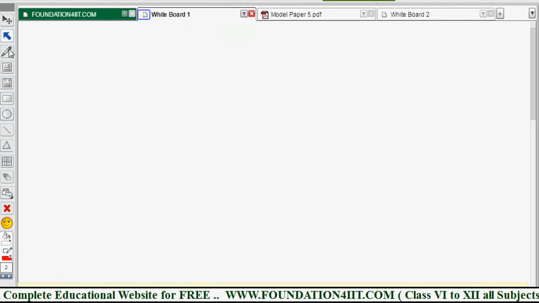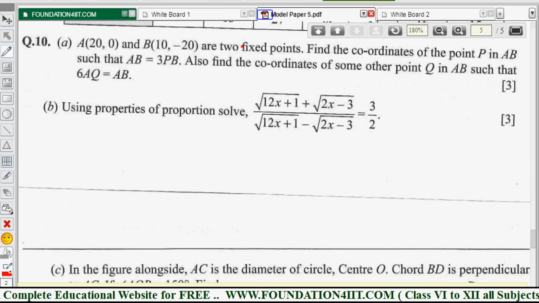Let me take the diagram to understand clearly. So AB are the fixed points, two ends, A and B. Here A is 20, 0. Okay, A is 20, 0 and the coordinates of point B are 10, minus 20. So these are the 2 points, and the condition is AB is equal to 3PB.